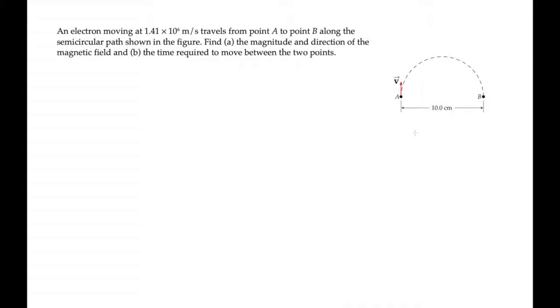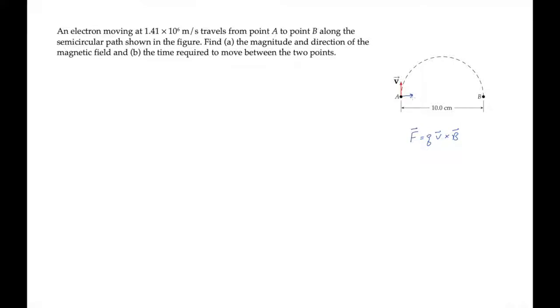As the electron in this problem moves from point A to point B, the force on it is the magnetic force. It's charge Q times V cross B. Part A asks us to find the magnitude and the direction of the magnetic field. Let's find the direction first.